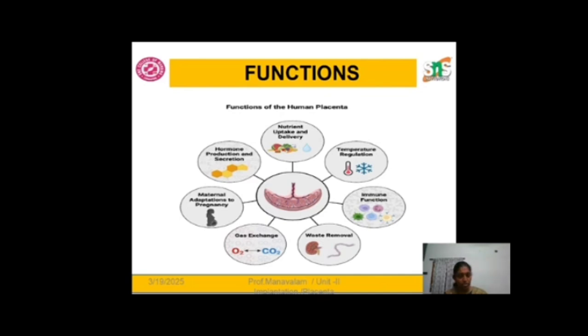Next, the fatty acids. Not only glucose, but the essential and non-essential fatty acids and amino acids are also transmitted through the placenta.